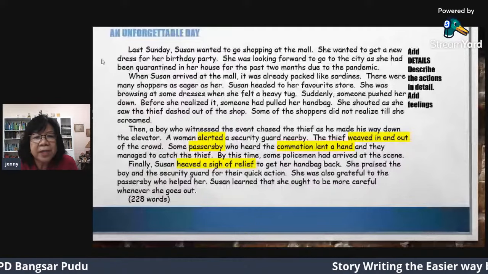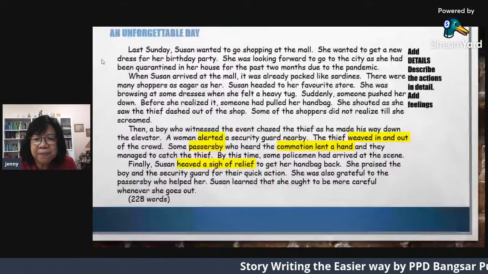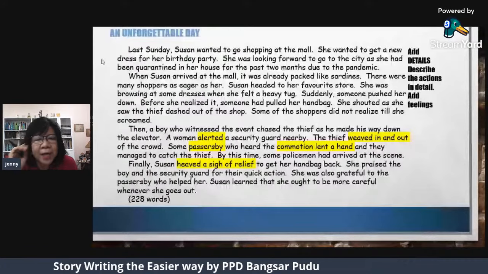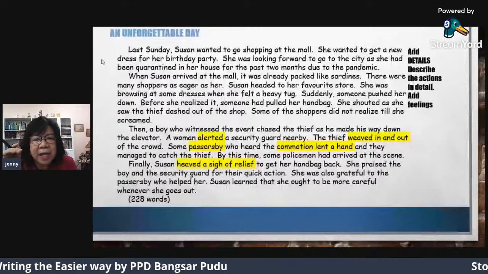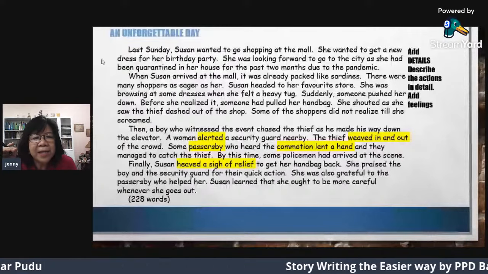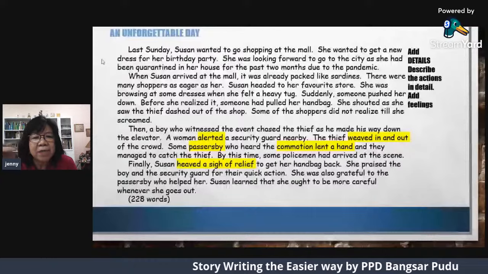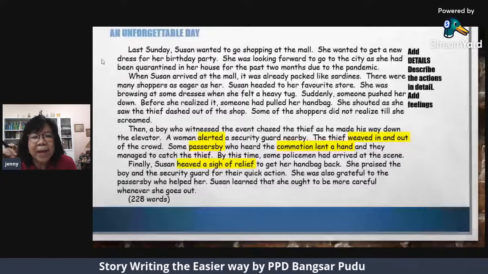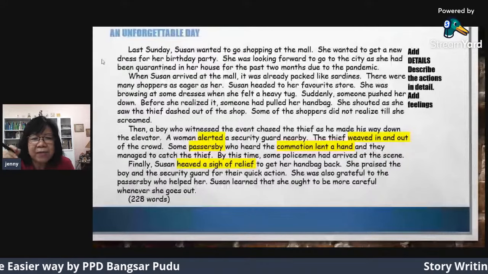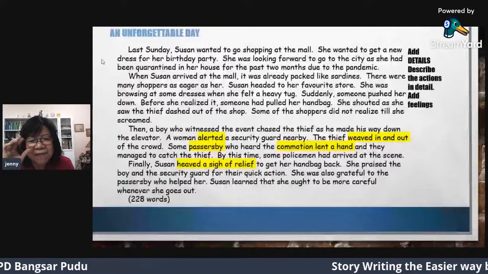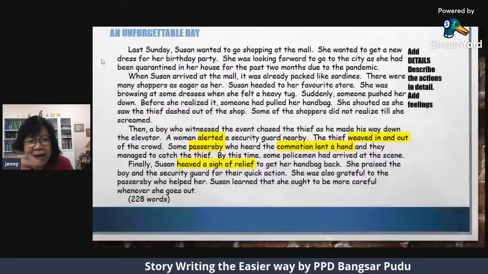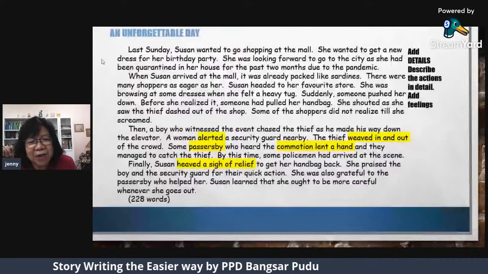Some of the shoppers did not realize till she screamed. Okay, then this is a solution. Then a boy who witnessed the event chased the thief as he made his way down the elevator. A woman alerted. Okay, alerted means told the security guard nearby. The thief weaved in and out of the crowd. Can you see the yellow highlight? Okay, weave in and out, macam lintang pukang. Alright, running here and there, going in and out. I'm sure you've seen this in the drama.